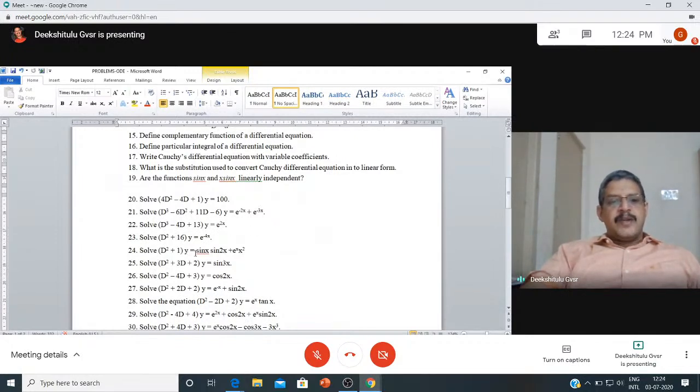So D square plus 1 y is equal to sin x into x plus e power x square. Sin x sin 2x we have to write in terms of cos x minus cos 3x.